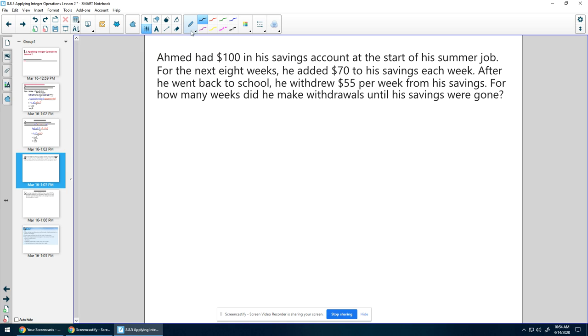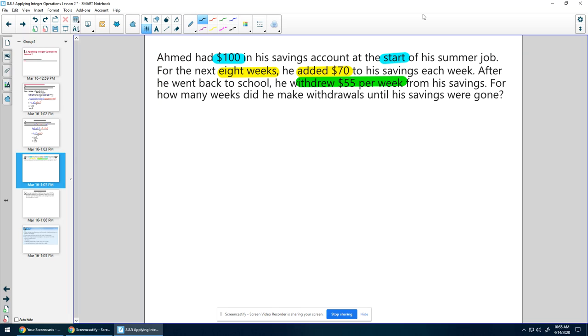For how many weeks did he make withdrawals until his savings were gone? Absolute mouthful there. So what we're going to do, I'm going to take a highlighter out and we're going to highlight key information before we start. So Ahmed had $100 in his savings account at the start of his summer job. For the next 8 weeks, he added $70. After he went back to school, he withdrew $55 per week from his savings. For how many weeks did he make withdrawals until his savings were gone? So this is kind of an important sentence too, but I'm not going to highlight the whole thing.